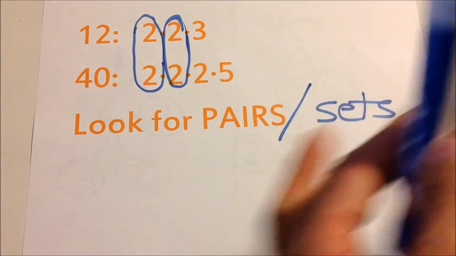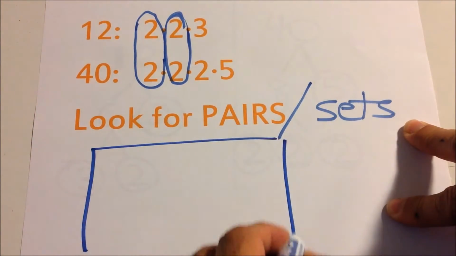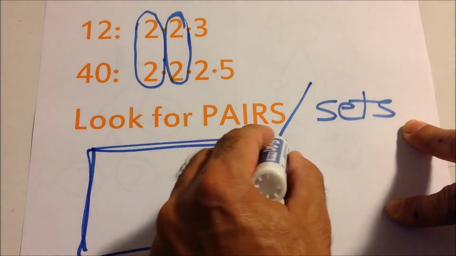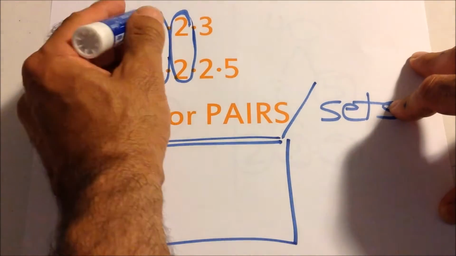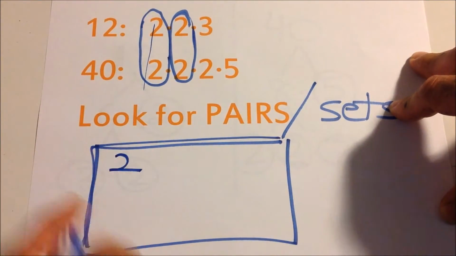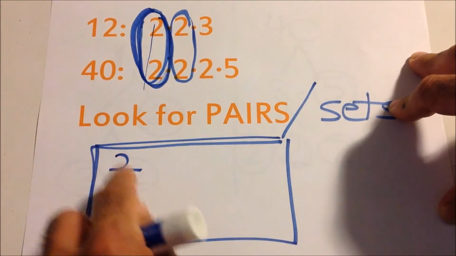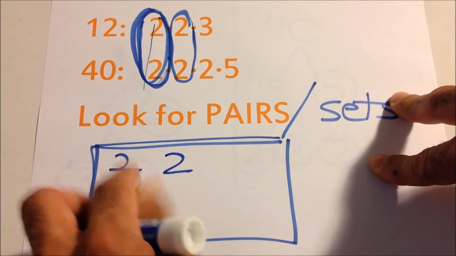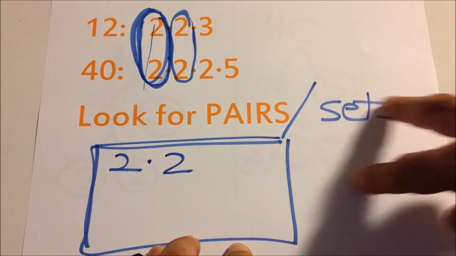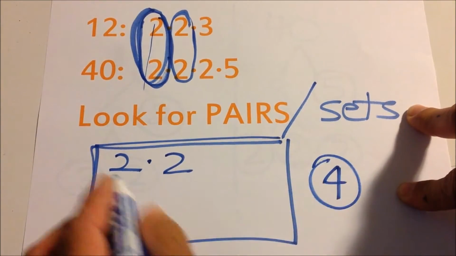So we can make a pair box, or you can call it a set box. You don't have to do this. This is just to get used to it. Once you're used to it, you don't have to use this anymore. So in our pair box, we see we have 1 pair of 2. We'll just put 1 2 because there's just 1 pair that they're sharing. They share 1 2. They also share another 2. So we have 2, and in the pair box or set box, we always multiply. So we're going to get an answer of 4. 2 times 2 is 4.